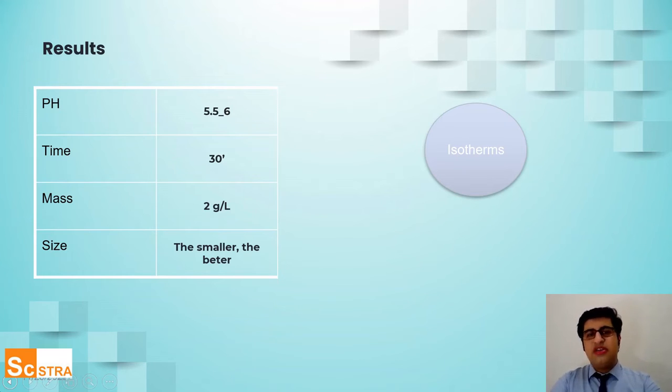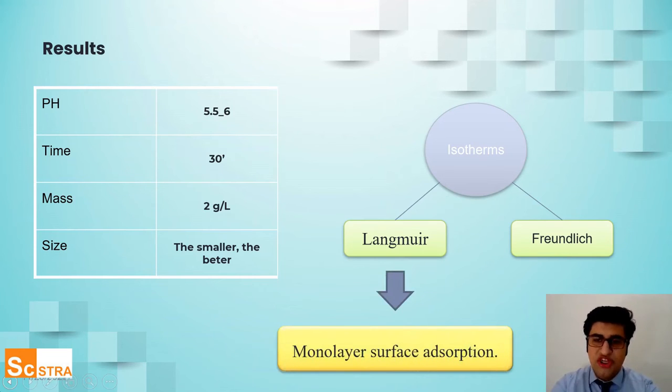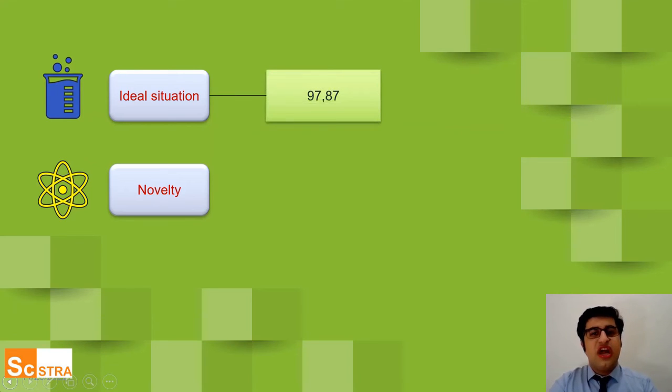In the next part, I examined two surface adsorption isotherms to check their adsorption type, Langmuir and Freundlich. The adsorption was more consistent with the Langmuir model, which indicates monolayer surface adsorption. In the final part of this research, the ideal possible mode for filtering heavy metals from water was examined, in which 97.87% of zinc metal was filtered according to the conditions in the laboratory.